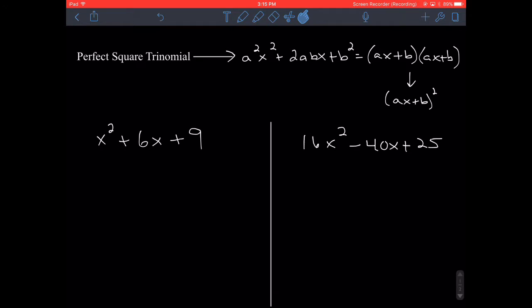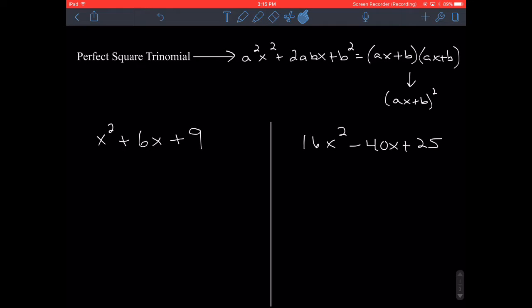Notice how my first and my last term are both perfect squares. This does not guarantee that I have a perfect square trinomial. However, if I do notice that this is the case, I will always want to test whether or not I do have a PST to potentially save myself from a lot of extra work. Let's see what this looks like in action.